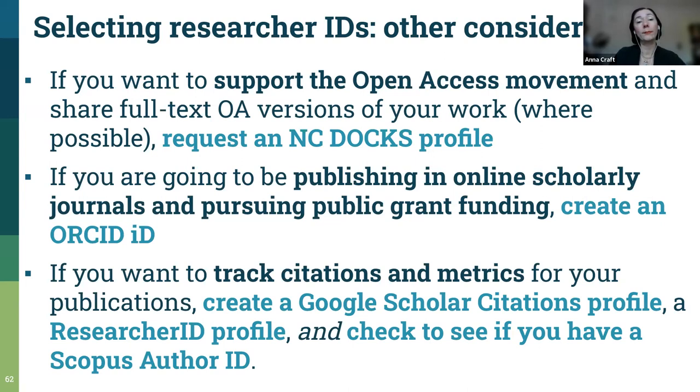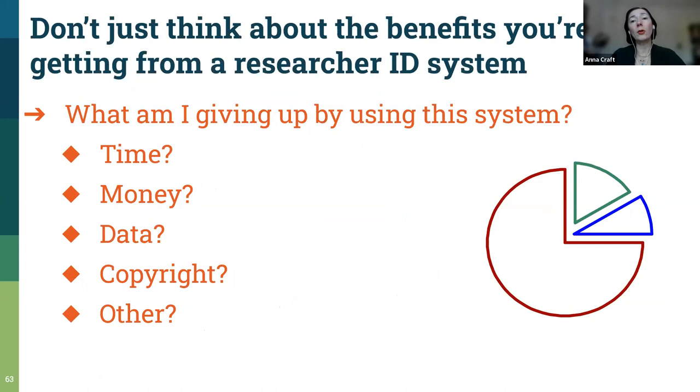And just one final note, with any system, whether it's one we've talked about today or others that are out there, don't just think about the benefits. Think about maybe what you may be giving up. Is it going to be really complicated? Is it going to cost money? What are they going to do with your data? What's their copyright policy with things that might be loaded there, and other things as well? So I would encourage thinking critically about any of the systems that you're considering for research identity purposes.